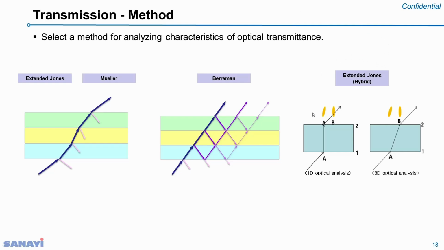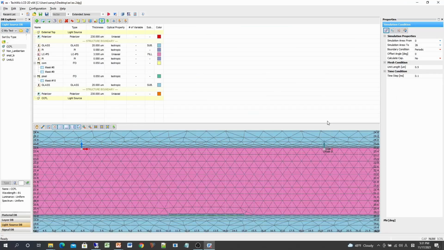Lastly, extended Jones hybrid. By using this method, 3D optical analysis can be checked by considering the path of the input light. But please note that only a single viewing angle condition can be set. In this example, choose the extended Jones method for obtaining the results quickly.